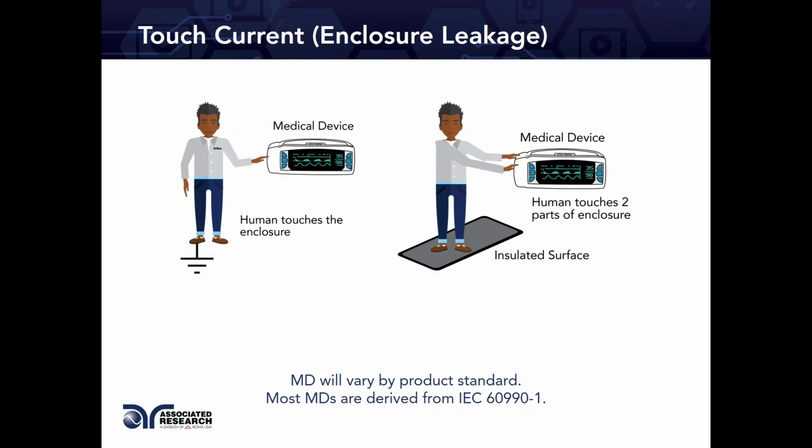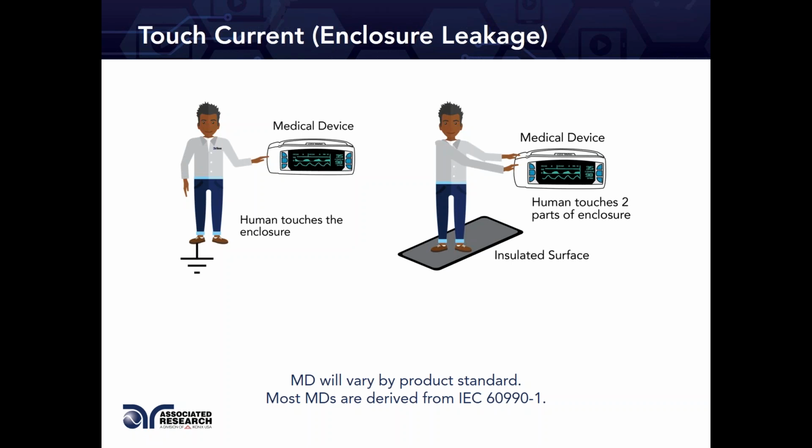For a touch current test, there are a couple of different ways you can measure this current. First of all, the human can come in contact with any enclosure point on the device. It could be a medical device or any other large device that may have a conductive enclosure, which may result in some leakage current flowing through it. So in the picture on the left, the human being comes in contact at one point on the enclosure, so the current flows through the human being back to the earth ground.